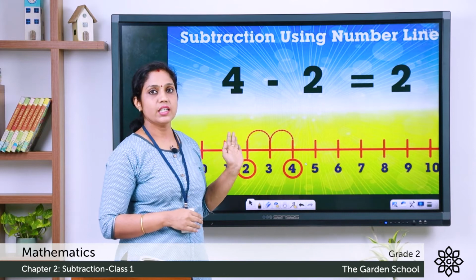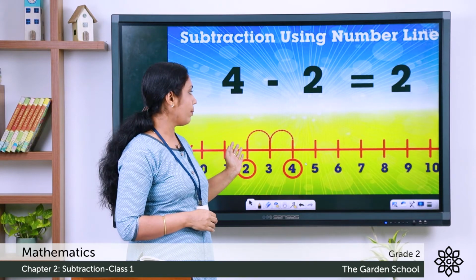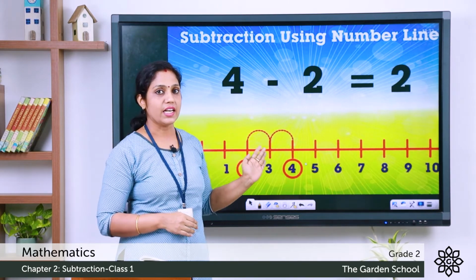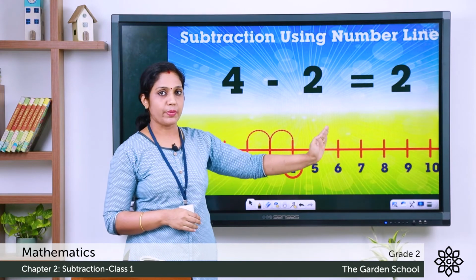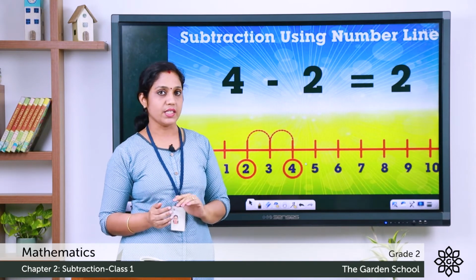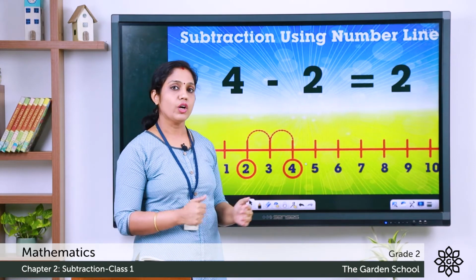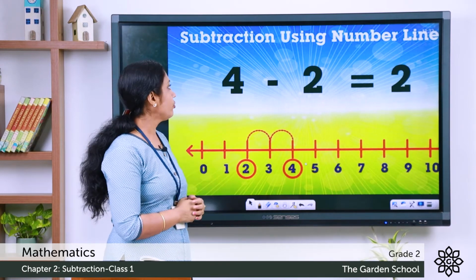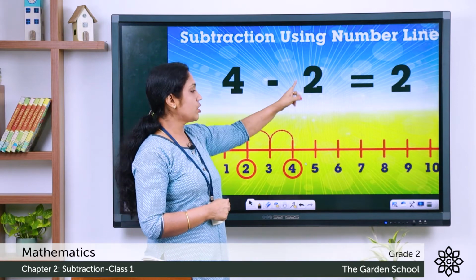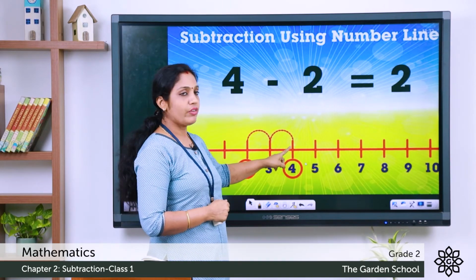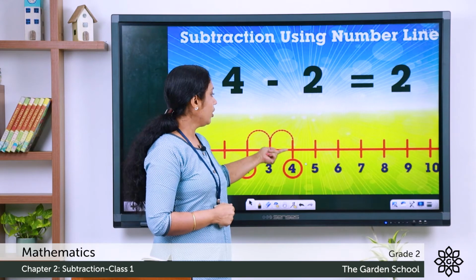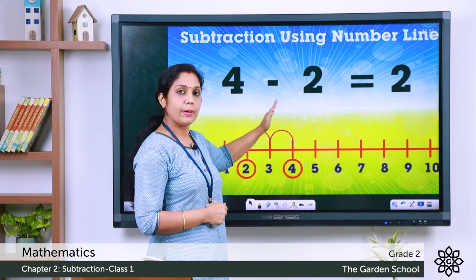Here it's a number line. What is a number line? A number line is a line in which numbers are represented at equal spaces. So here we have from 0 to 10, and what do we have to find out? We have to find out 4 minus 2. So from 4 we have to start. From 4 we need to count backwards.